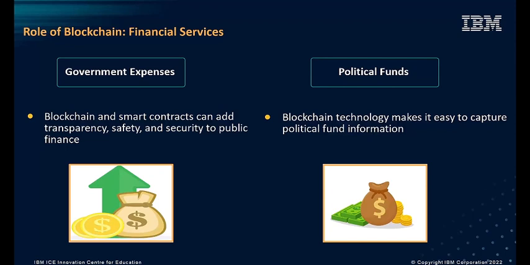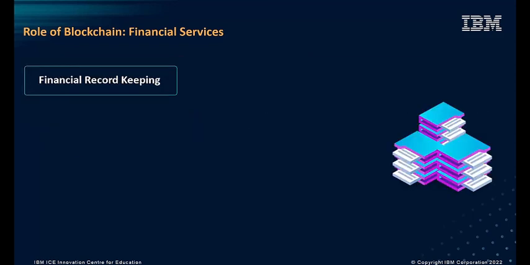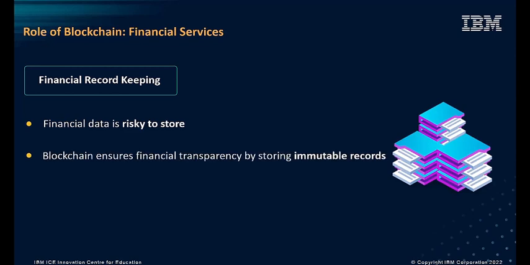By increasing transparency, voters can make actionable decisions about political parties. Financial record keeping. Financial data is risky to store. Blockchain ensures financial transparency by storing immutable records. Stakeholders can access information through smart contracts.